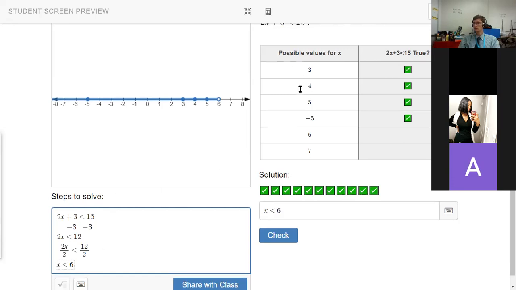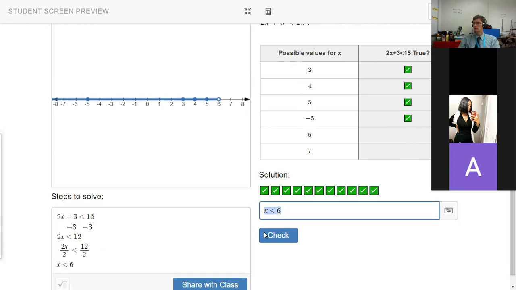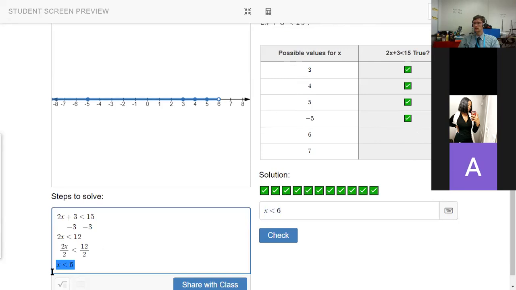So that's how we can solve it. You can do it 2 ways. You can figure out where's my limit. Once I hit 6, it's not true. So x is less than 6, but I can also solve it algebraically.